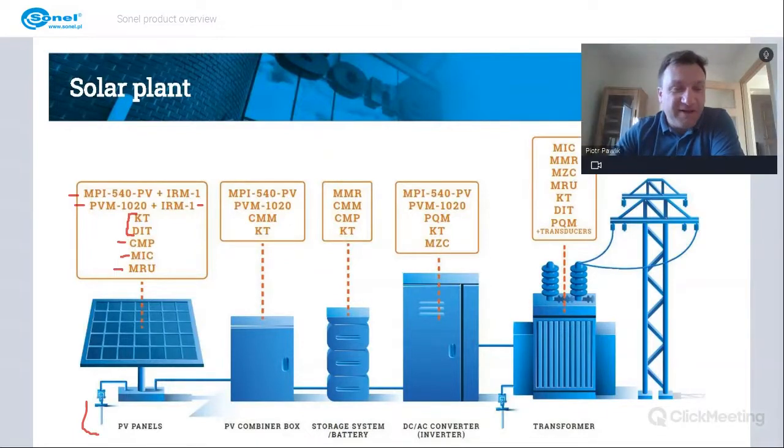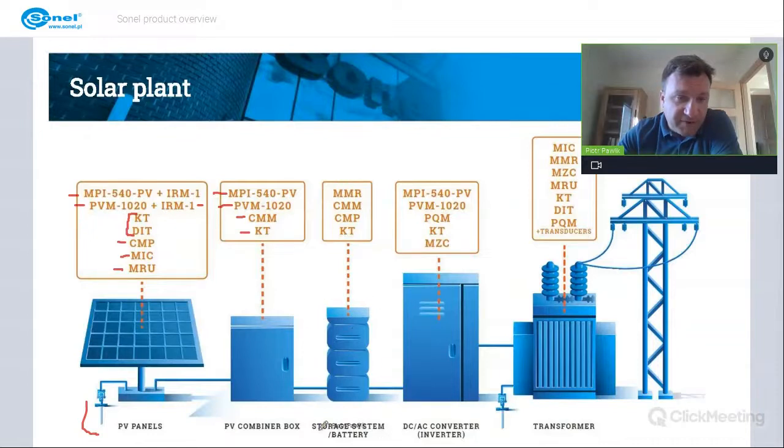All right, the next part of the solar plant will be a combiner box. So here we can use, again, PVM 1020 or MPI 540 PV. We can also use the multimeters to check voltage, current, and other parameters, and make sure that nothing is overheating with thermal imagers of KT series.